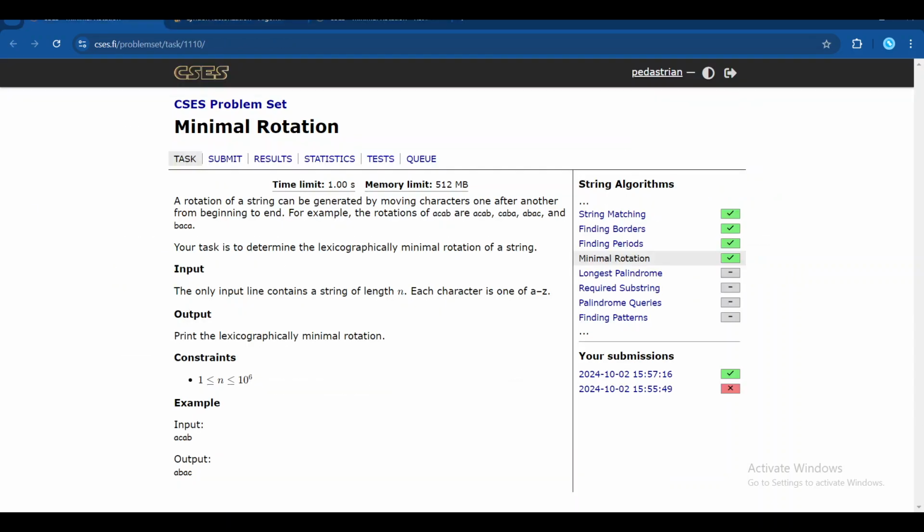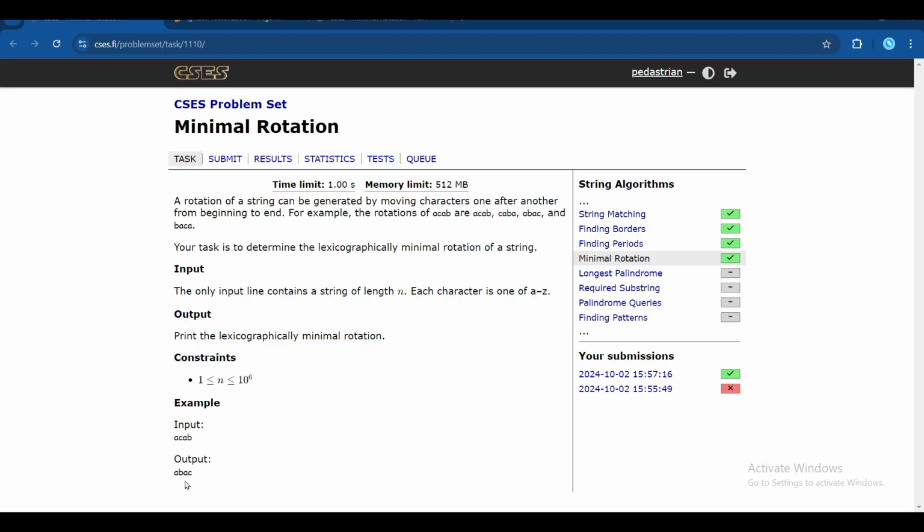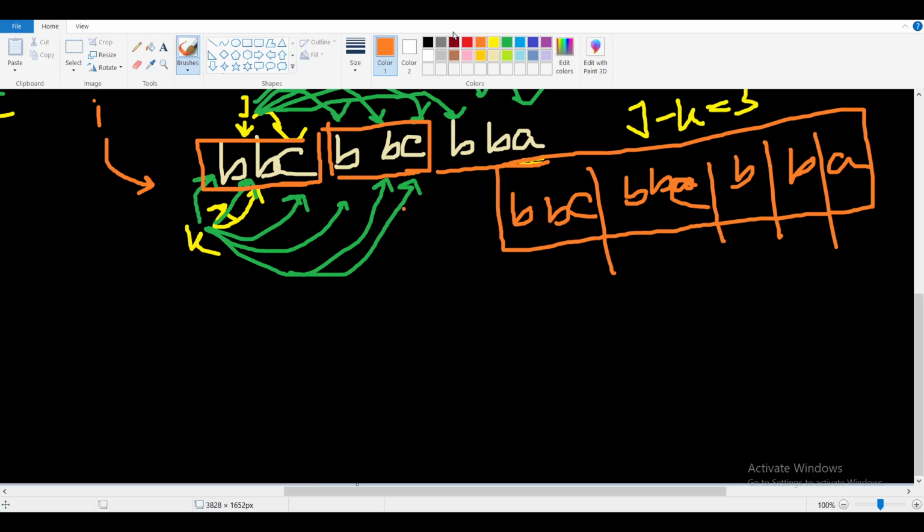So what are they doing here? Let's take the original example ACAB. Instead of taking the original string only and making its Lyndon factors, what we are taking? We are taking this string and making it double. So we have ACAB, right? We are taking ACAB and appending ACAB again. Now we'll just do Lyndon factorization of it.